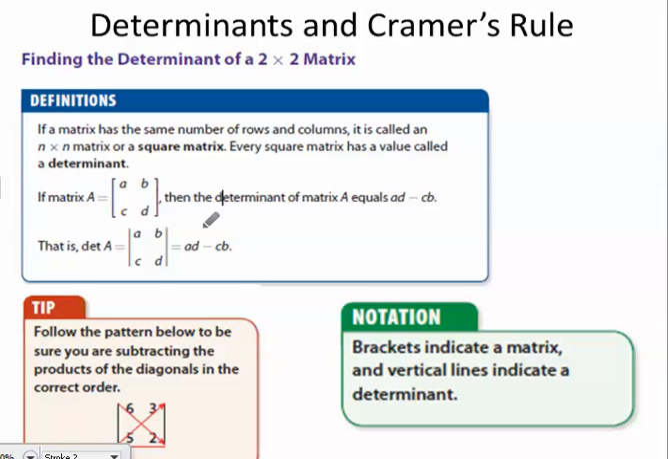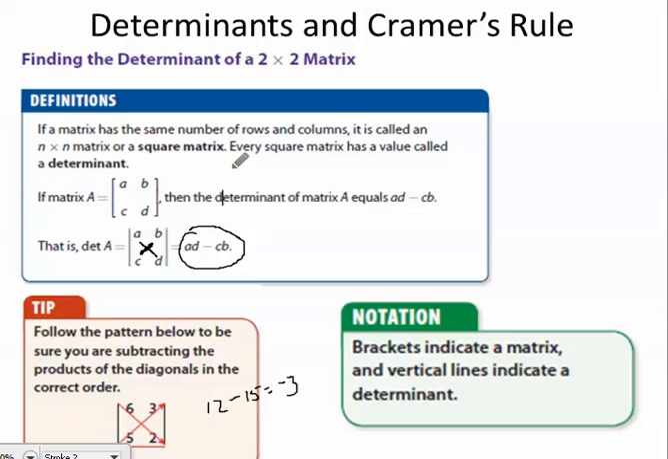Okay? So how do you find the determinant? It's very easy. You write it as either determinant A or with what looks like absolute value lines around the matrix. But that's the way you write the determinant. And what you're doing is you're going to take AD minus CB. AD being this one minus this one here. Just like this. 6 times 2 is 12. 5 times 3 is 15. Minus 15. That's going to give you a negative 3. That is the way you determine the determinant. You just follow the pattern there.